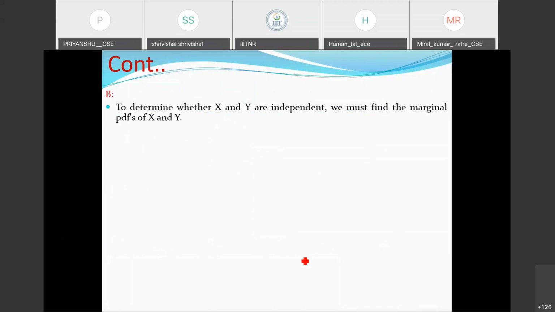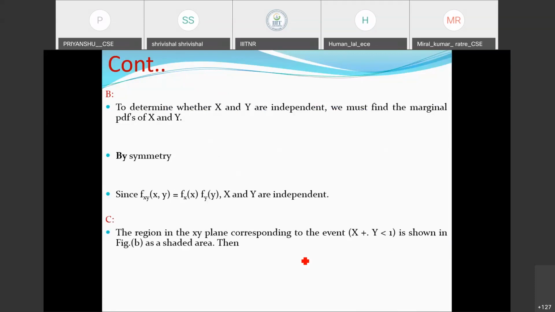As per our condition here, if you are interested to find out whether the functions are dependent or independent, we need to find out their marginal probability density functions first. Once we find the marginal probability density functions, we can move further to find out the dependency nature. Corresponding to the given function, we can find out this function here.